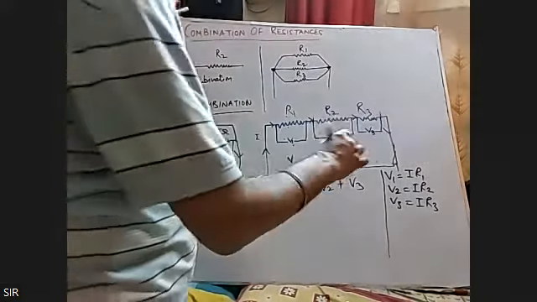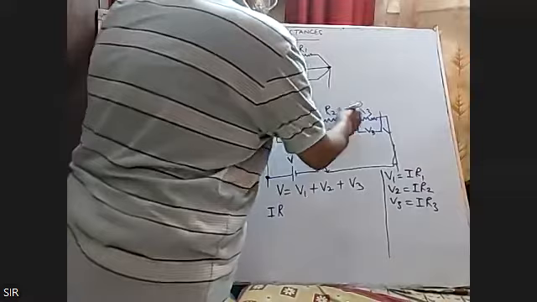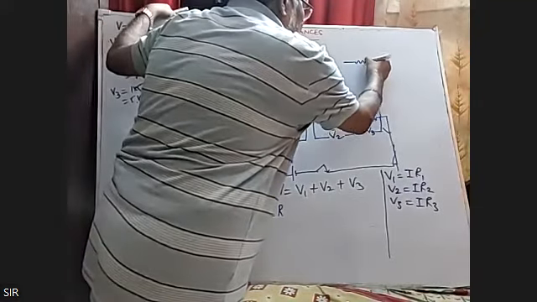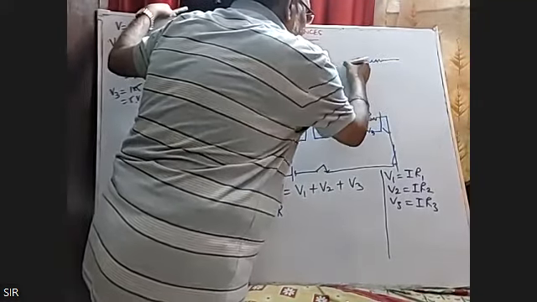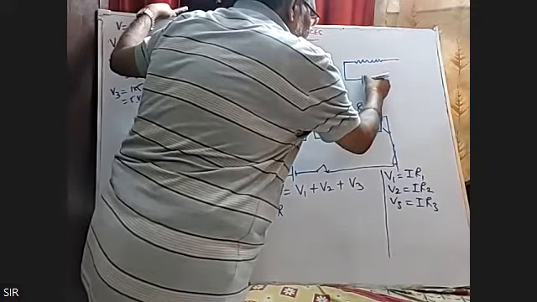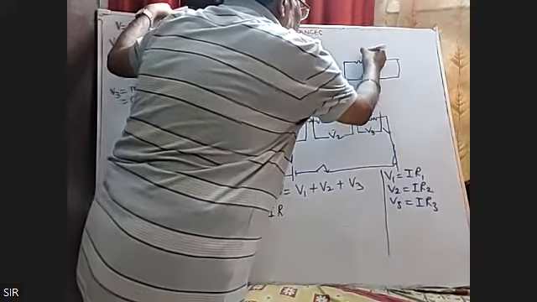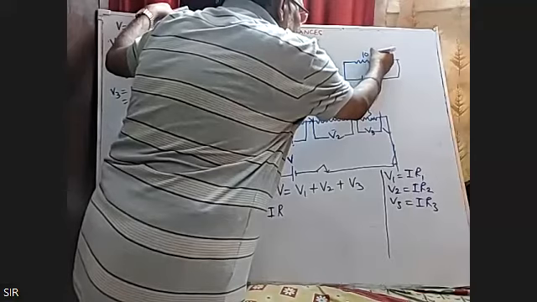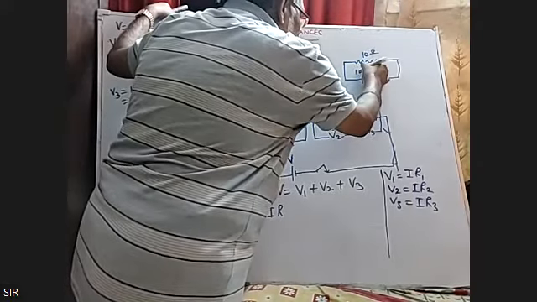Wait a minute. In place, I am making this circuit. Beta, this is 10 ohm. This is 10 volt.